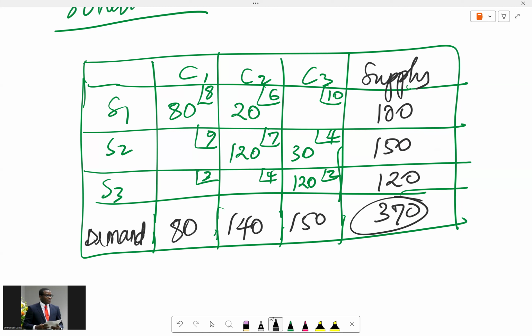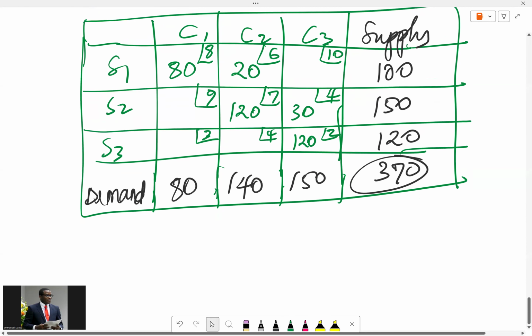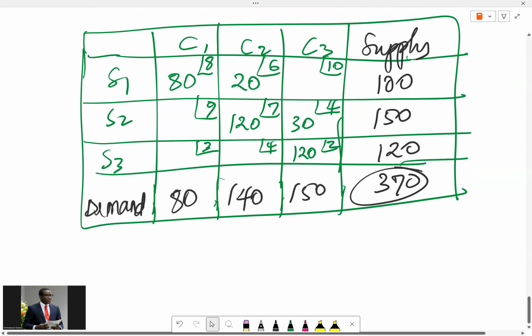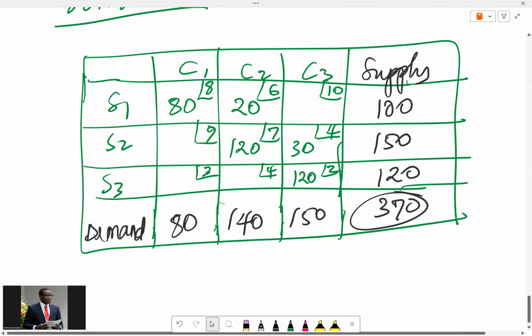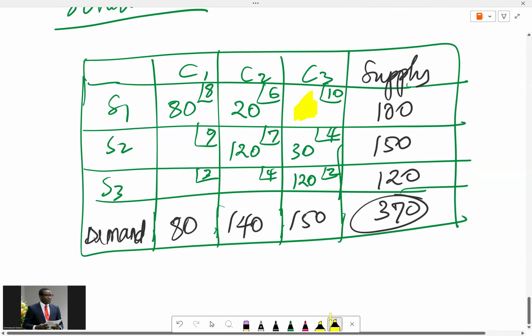Now, from this stepping stone method, right? This is what is going to happen. So we have to take note of the unassigned cells. So this cell is unassigned. For instance, nothing is assigned here in the initial feasible solution. Nothing is assigned here. Then nothing is assigned here, and nothing is assigned here. So we have 4 cells unassigned.